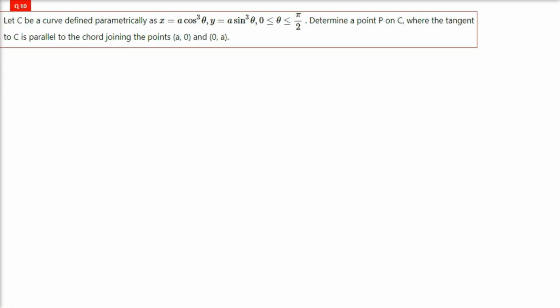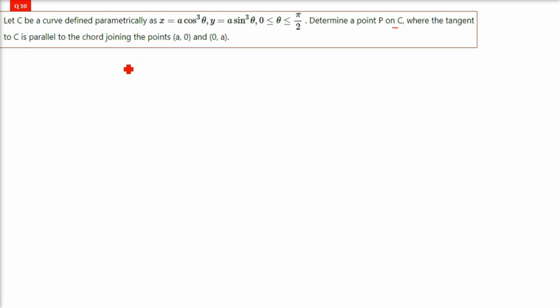Next one is, let C be a curve defined parametrically as x equals a cos cube theta, y is equal to a sin cube theta, and this theta is between 0 and pi by 2. So this 0 and pi by 2 is basically the domain here. Determine a point P on C where the tangent to C is parallel to the chord joining the points A0 and 0A.